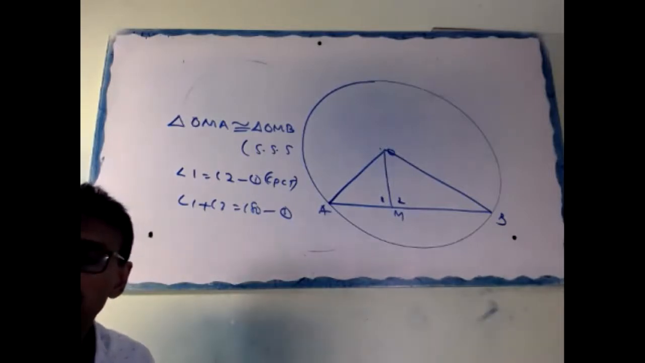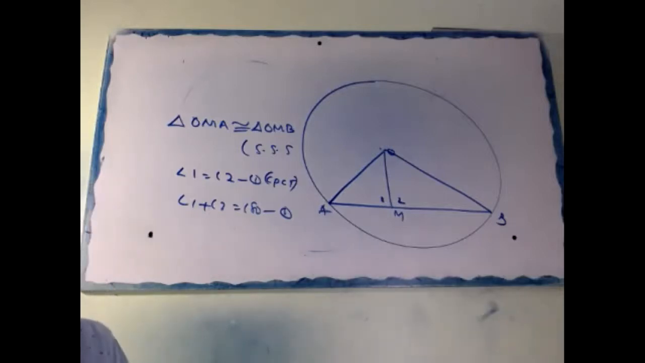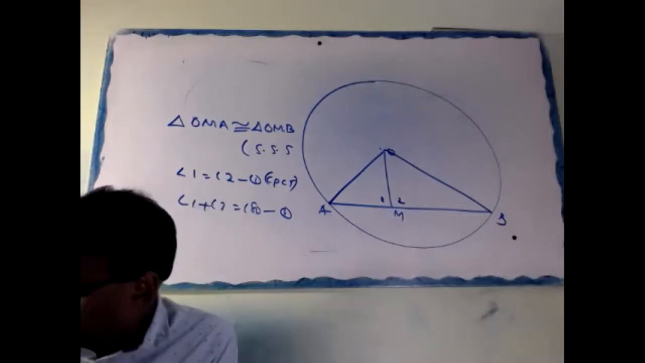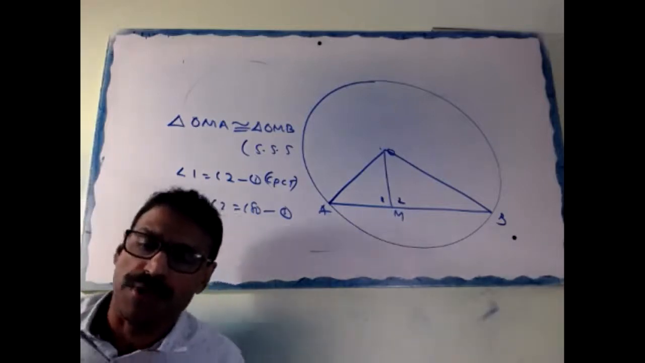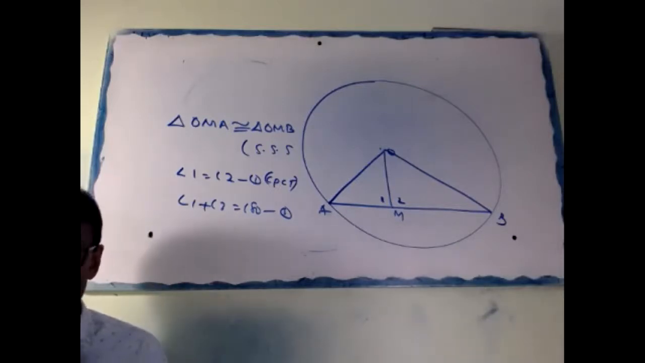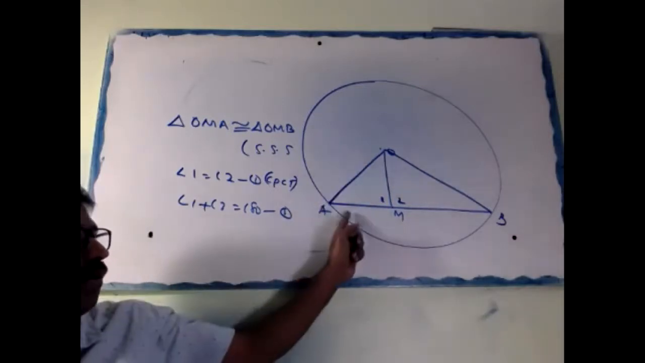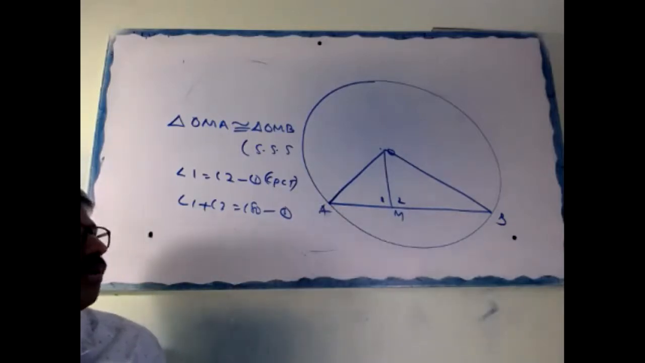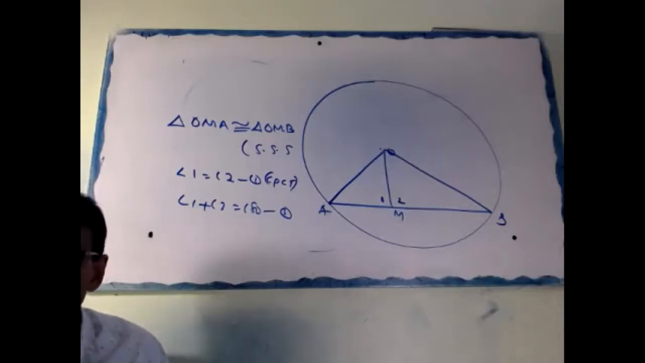Is it okay now? What is given? AB is a chord and M is the midpoint. To prove: angle 1 equals angle 2 equals 90 degrees. Then in triangles OMA and OMB, OA equals OB, radius. AM equals MB, given. OM equals OM, common.